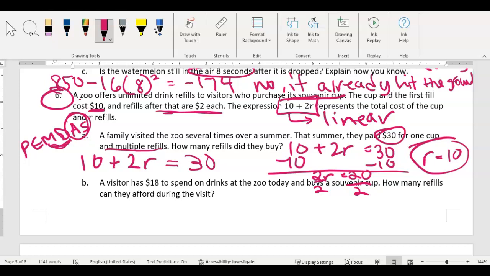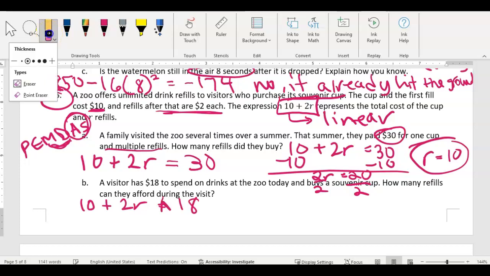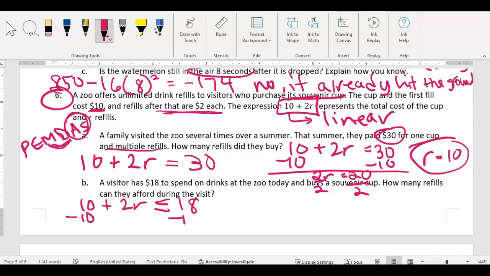Now, a visitor has $18 to spend on drinks at the zoo today and buys a souvenir cup. How many refills can they afford during the visit? So again, we have the same expression, 10 plus 2r equals 18. Now, it says they have 18, so it might be that we can't divide this evenly. If they have 18, then I have to spend less than or equal to 18. So I'm going to write this as an inequality because we don't know exactly what's going to happen here.